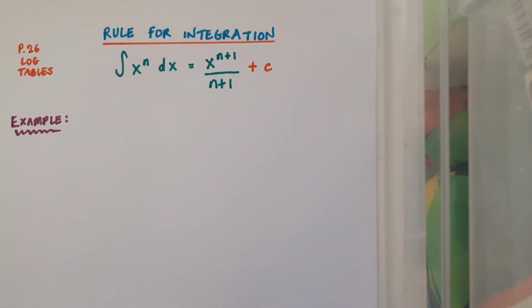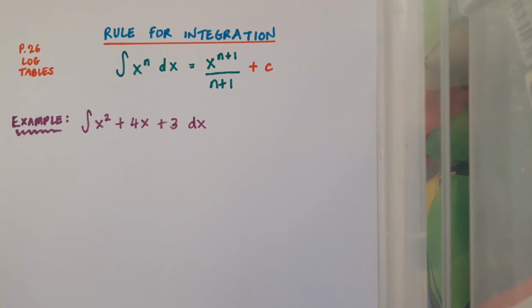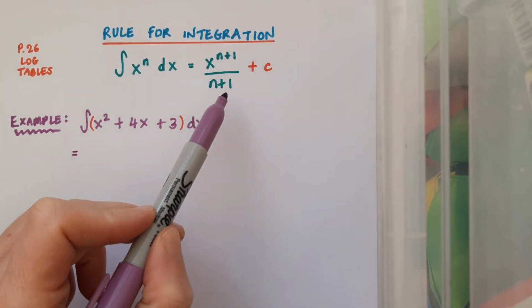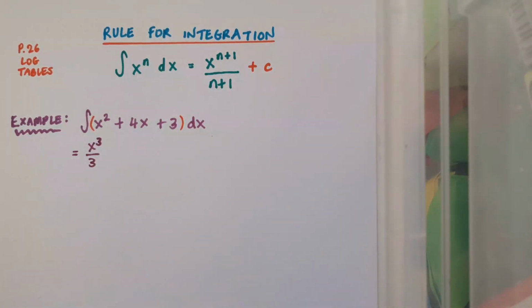So let's have a look at an example. So here I have to integrate x squared plus 4x plus 3 dx. Often you'll see a bracket around the expression just to indicate that it's all being integrated dx. So to get my result, I'll take each individual term and follow this rule. So I'm going to first of all say x squared. Well, I need to raise the power by 1 and then divide by the result. That's going to give me x cubed over 3.